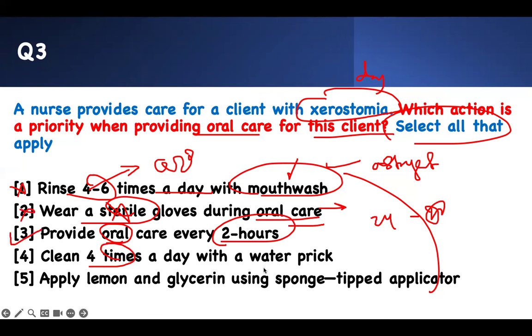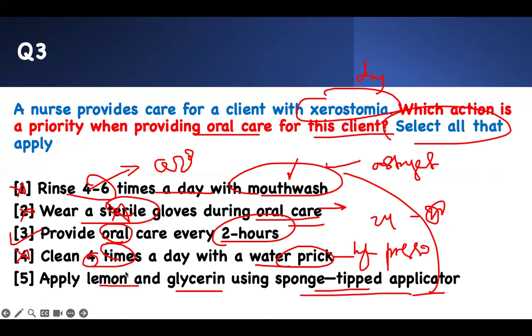Clean 4 times a day with the water pick. Water pick has high pressure, right? This is high pressure, and that can cause more injury. We should not do that. And 4 times a day is not enough. Apply lemon and glycerin using a sponge tip applicator. The sponge tip applicator is good, but lemon and glycerin will make you dry more, so we should not use it.